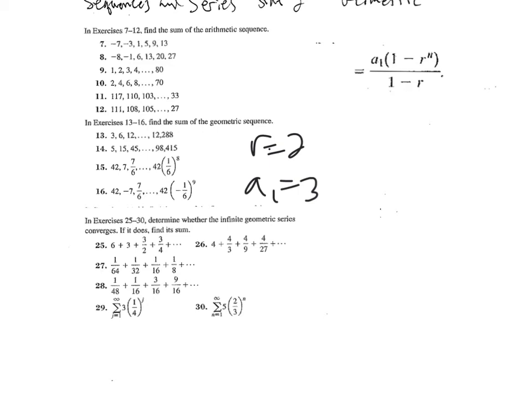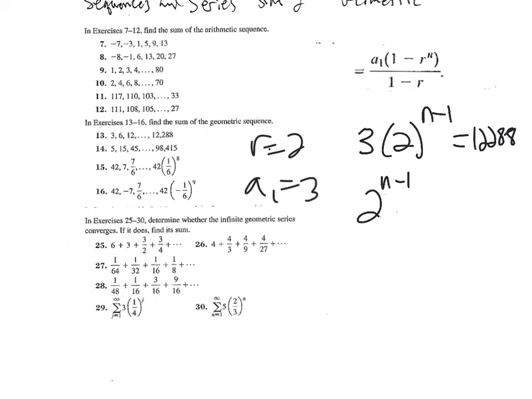But I can create an explicit formula where it's going to be 3 times 2 raised to some unknown n minus 1 has to equal 12,288. And then we can just solve this equation. Oh, we'll divide by 3, right? So 2 to the n minus 1 equals 12,288 divided by 3. So 4096. Now I know that's 2 to a power, but I don't know 2 to what power.